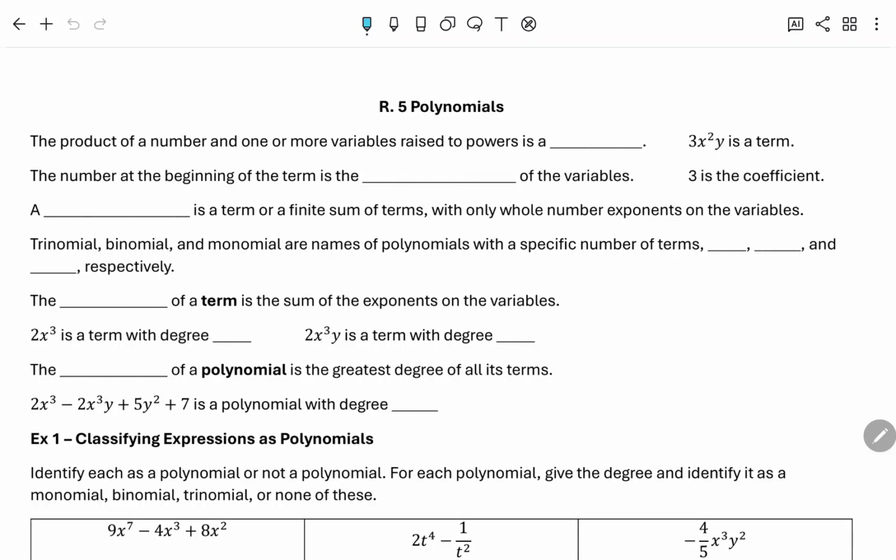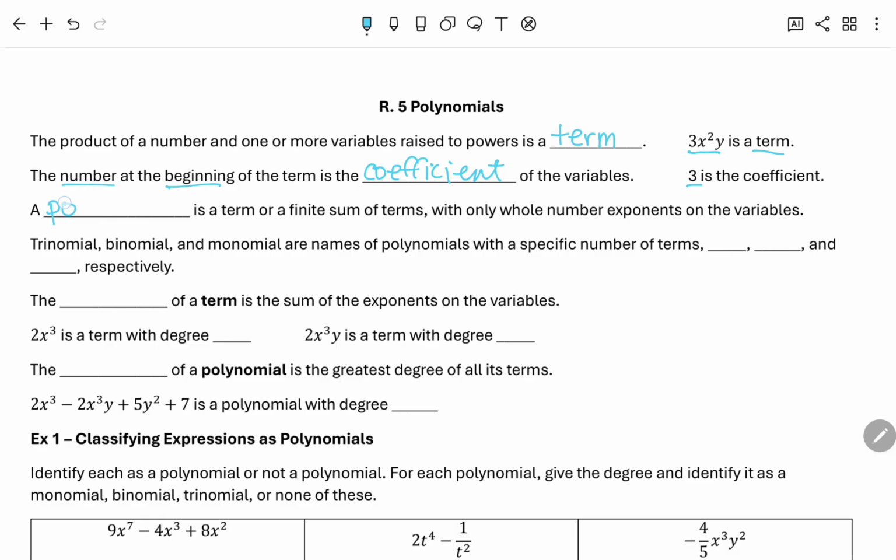Let's get started. The product of a number and one or more variables raised to powers is a term. We see right here, 3x squared y is a term. It's the product of a number and one or more variables. The number at the beginning of the term is the coefficient of the variable. So in this case, our term, which was 3x squared y, has a coefficient of 3. It's the number at the beginning of the term.